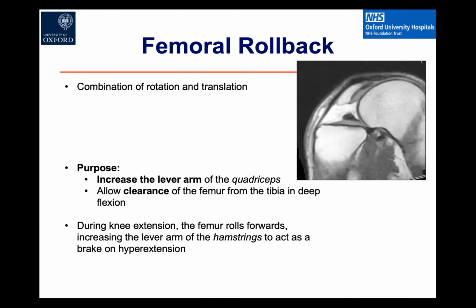Well, it's a combination of rotation and translation. You can see it very nicely in this dynamic MRI scan. And the purpose is to essentially increase the lever of the quadriceps muscle mechanism. And therefore, it allows clearance of the femur from the tibia in deep flexion. Otherwise, you'd get the posterior femoral condyle bumping into the posterior aspect of the tibial plateau. And then during extension, as the femur rolls forward again, the increasing lever arm of the hamstring acts as a brake, preventing you from hyperextending.